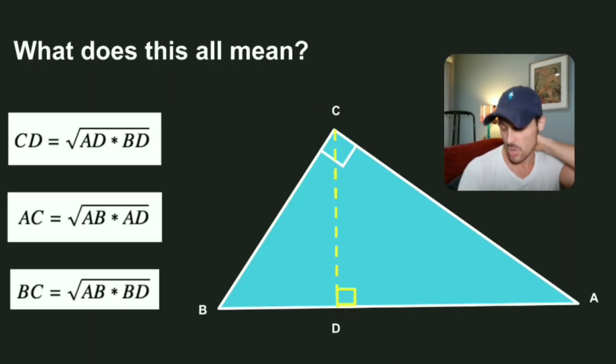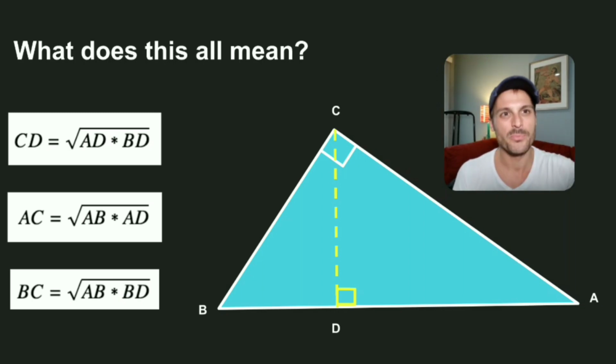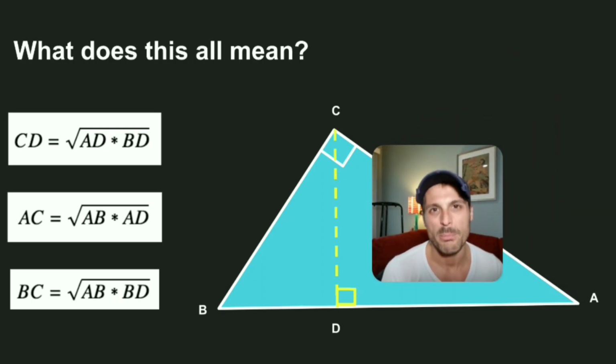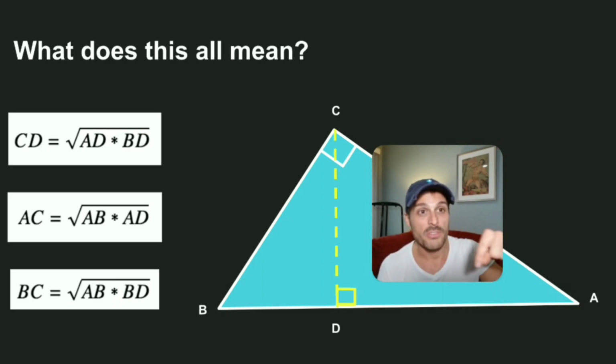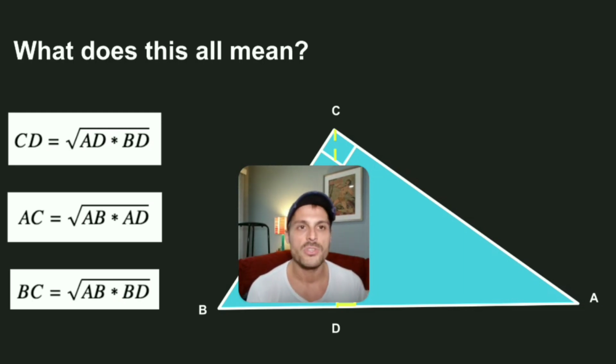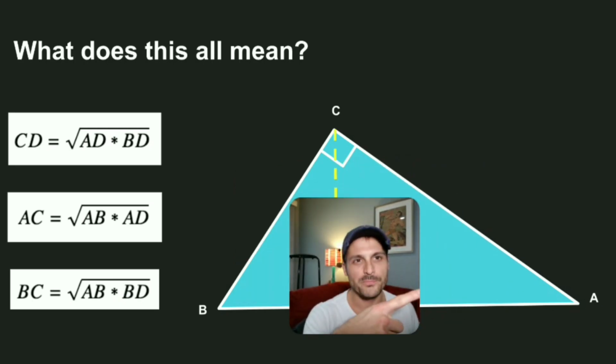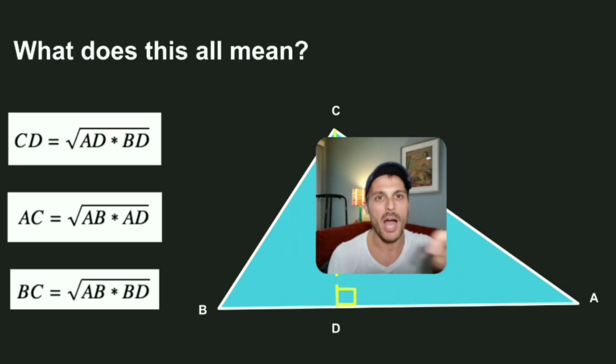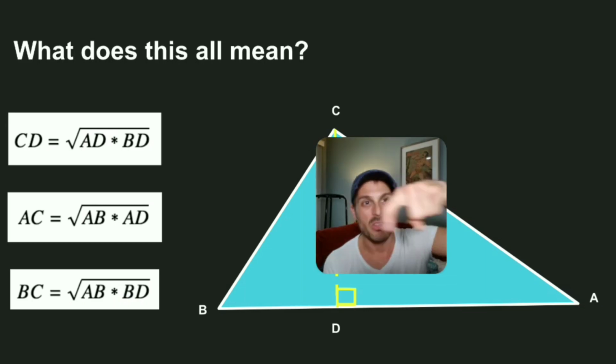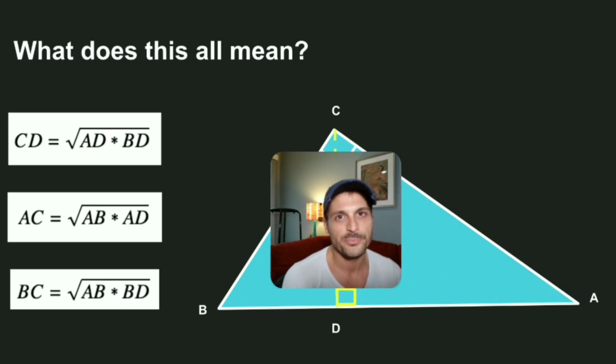In our original geometric mean triangle, we can see that there are some interesting relationships. First of all, CD, in our original triangle, that's just the altitude that we dropped. And that altitude is actually equal to the square root of AD, this part of the hypotenuse, times BD, that part of the hypotenuse. Similarly, AC is equal to the square root of AB times AD. So the side over here, it's equal to the whole hypotenuse times just the AD segment down here and square rooting that. And then BC, same thing. So BC, that leg over there, it's going to be the square root of AB, the whole hypotenuse, times just BD down there. And we can use these relationships over here to find all kinds of unknowns.